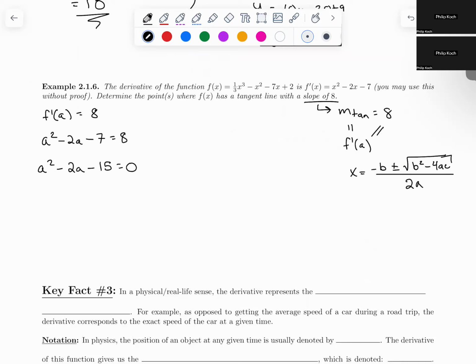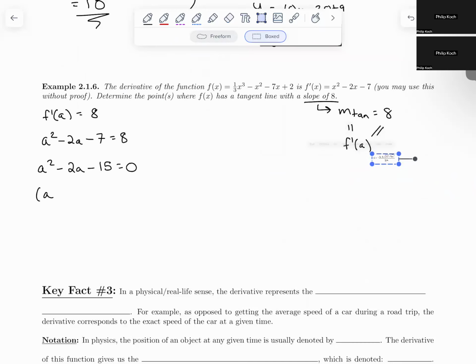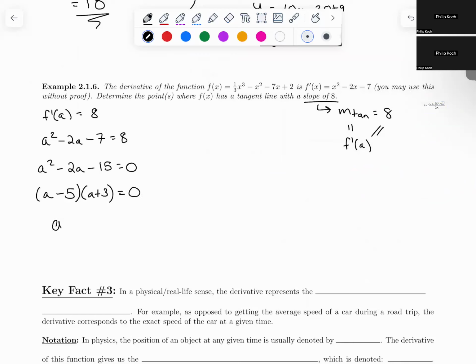Anyways, if you don't want to go through and factor it by hand, or if you keep trying to factor by hand and it doesn't work, then use the quadratic formula. But either way, this actually does factor nicely. It factors to a minus 5 times a plus 3 equals 0. That gives us a equals 5 and negative 3.